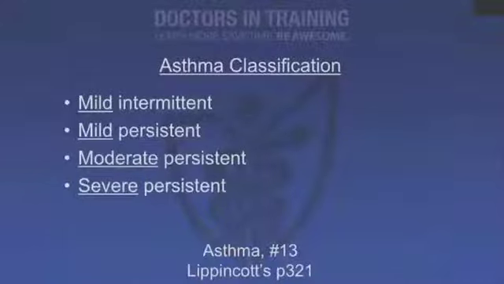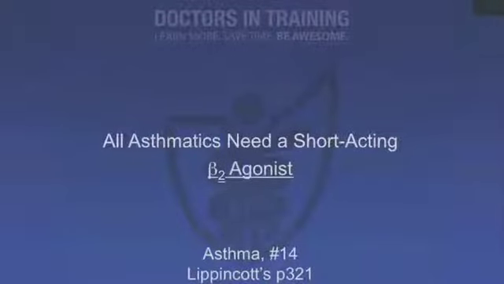So as we look at that asthma classification table, you're going to notice on the left-hand column, you'll see the different types of asthma. So we have mild, intermittent, and then mild to severe persistent asthma. What I really want to direct you to at this point, as we move on to talk about treatment of asthma, is the far right column. And that far right column shows that all types of asthmatics need to have access to a short-acting beta-2 agonist.